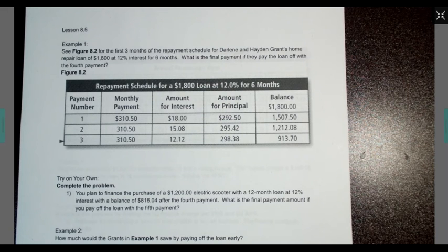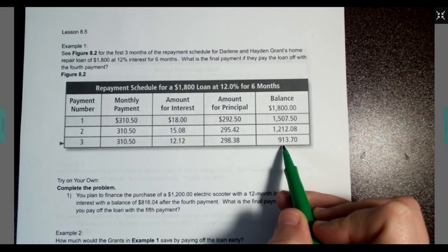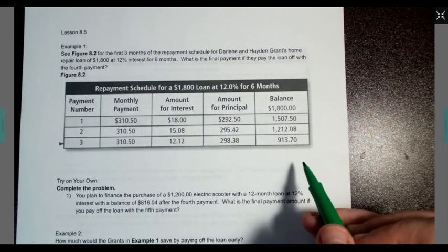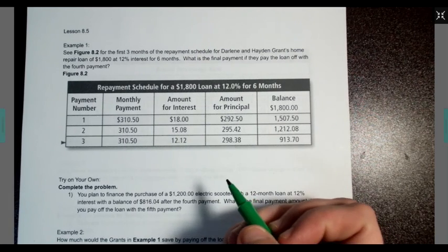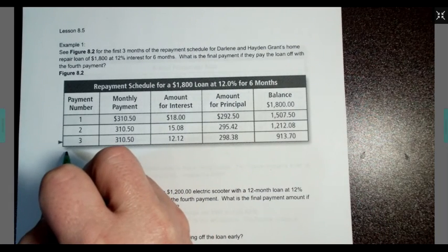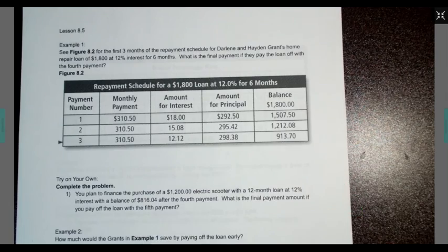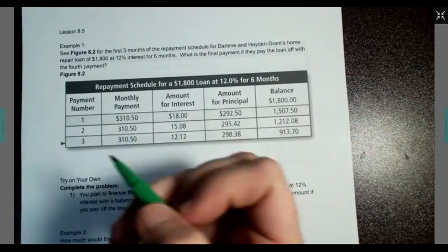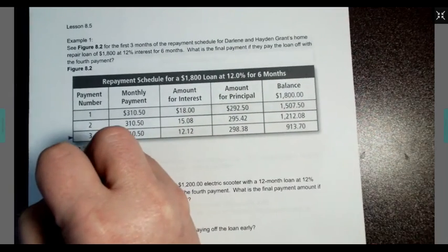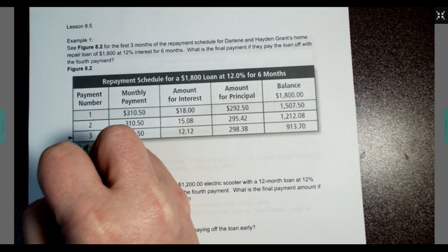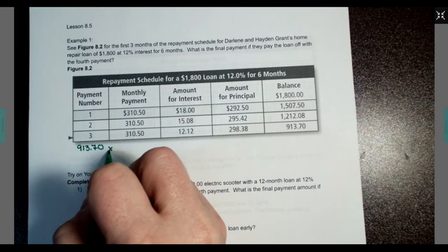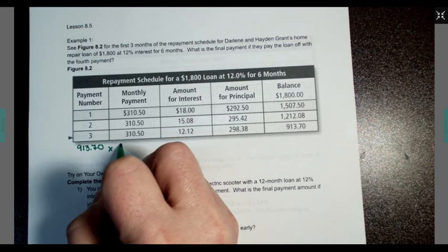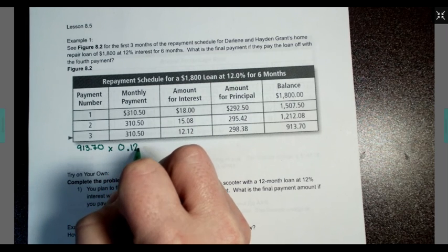So find your previous balance. Well, the previous balance is this $913.70 plus interest for the current month. So I've got to find the interest. Interest is principal times rate times time. We've been doing this over and over here. So we're going to take $913.70 and multiply by 12%, which is 0.12.